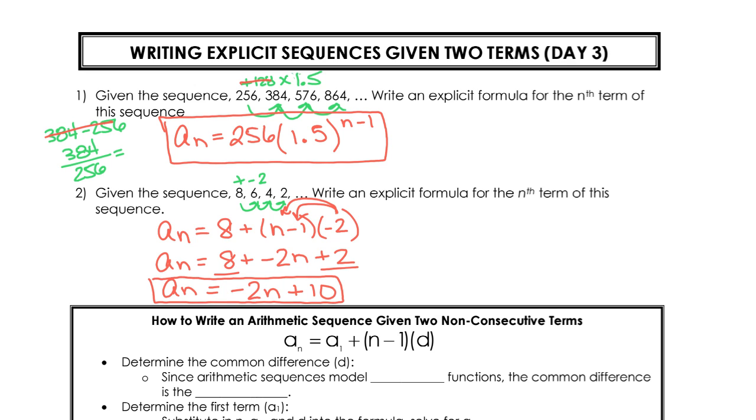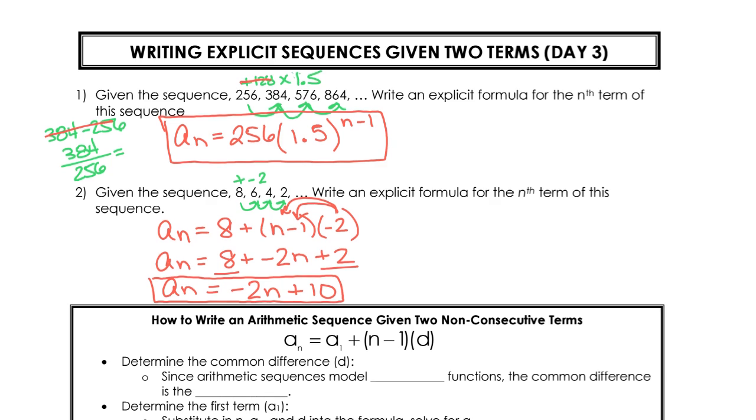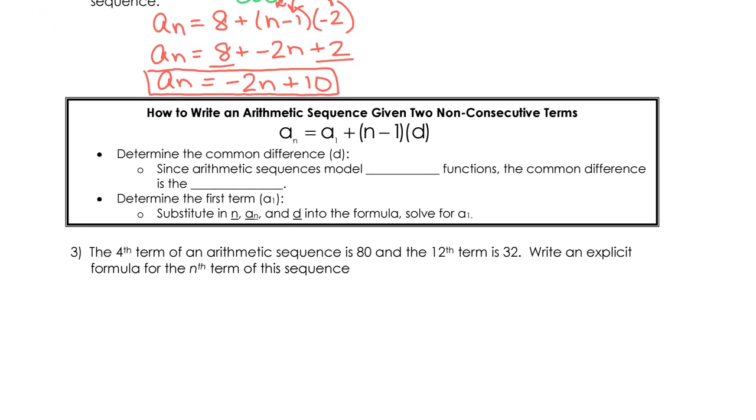Okay. All right, guys. So the difference today is, like I said, we're not going to have consecutive terms. Okay. So how to write an arithmetic sequence given two non-consecutive terms. We're going to determine the common difference. And since arithmetic sequences model linear functions, the common difference is the slope, like we were talking about in the warm-up today.